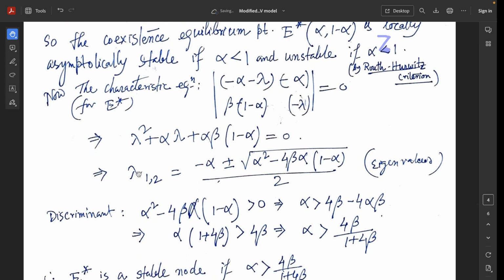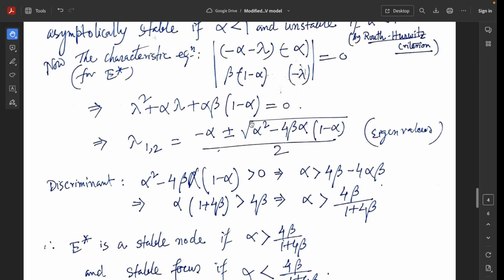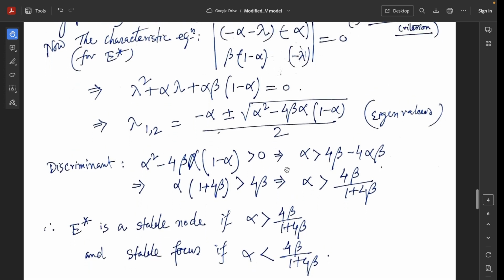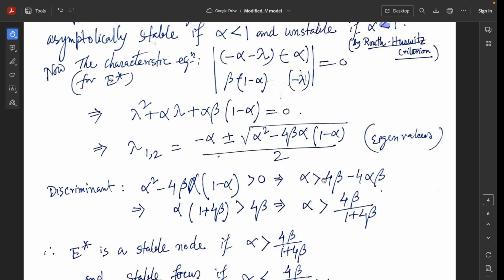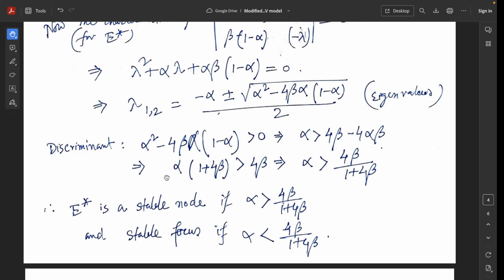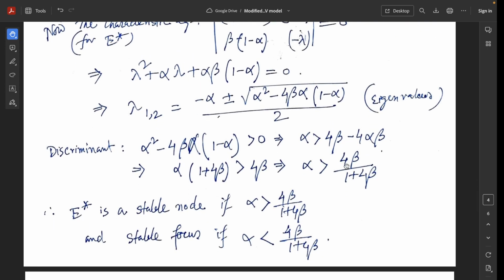So there are two eigenvalues, lambda 1 and lambda 2, given by minus alpha plus or minus the square root of this, divided by 2. Clearly, for the discriminant b square minus 4ac, equal to alpha square minus 4 beta alpha (1 minus alpha) to be greater than 0, alpha is greater than 4 beta minus 4 alpha beta. Hence alpha into (1 plus 4 beta) is greater than 4 beta, taking alpha common, and obviously alpha is greater than 4 beta by (1 plus 4 beta). So, the discriminant condition is this.